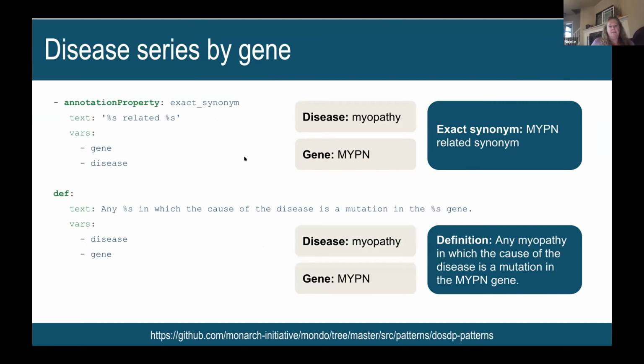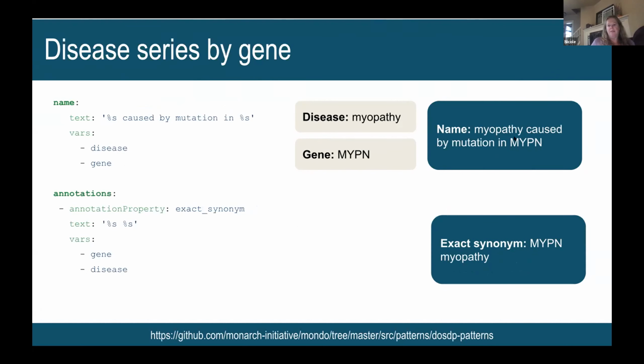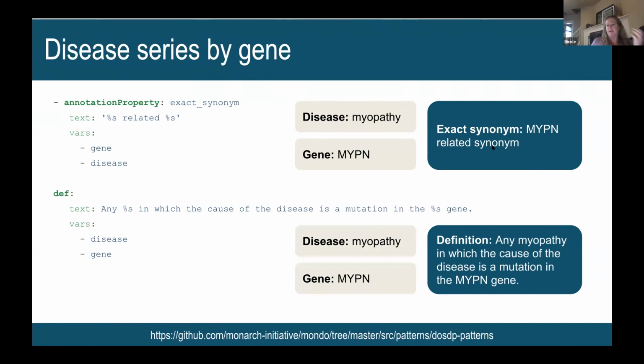And here's one more synonym example. I know ClinGen curators often ask for the term names in this format, so I added this as another synonym. And this is a question that maybe we can talk about at the end: do we have to name the terms myopathy caused by mutation in MYPN, or is it okay to name the term MYPN related myopathy? I have a typo here in the synonym; it should say MYPN related myopathy.